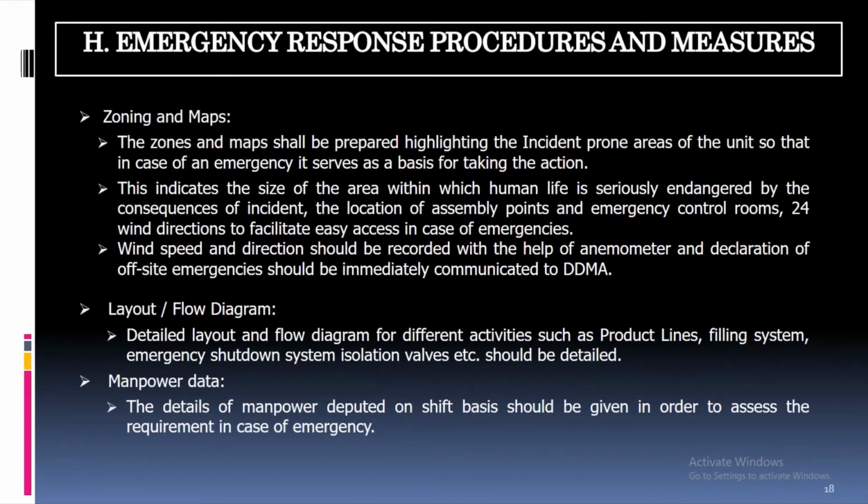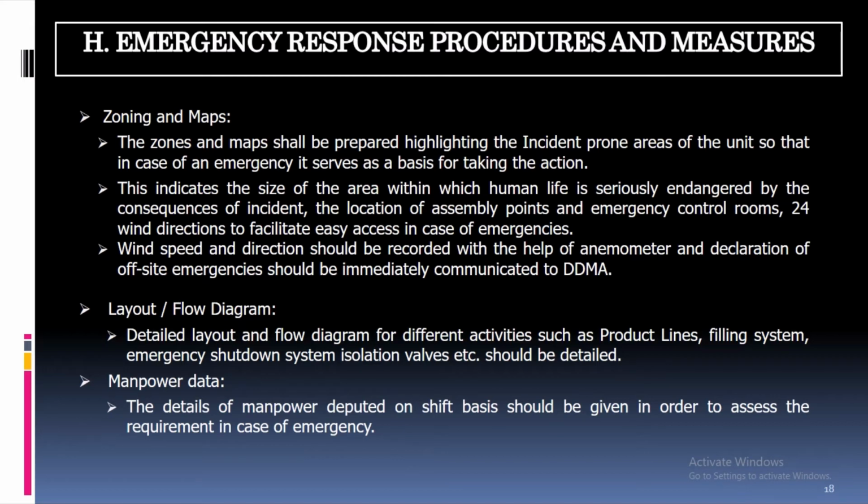Now, emergency response procedures and measures, in which the first one is zoning and maps. Zones and maps shall be prepared highlighting the incident prone areas of the unit, so that in case of an emergency it serves as a basis for taking action. This will also indicate the size of the area within which human life is seriously endangered by the consequences of an incident, and the location of assembly points and emergency control rooms. Also the 24 wind directions to facilitate easy access in case of emergencies.